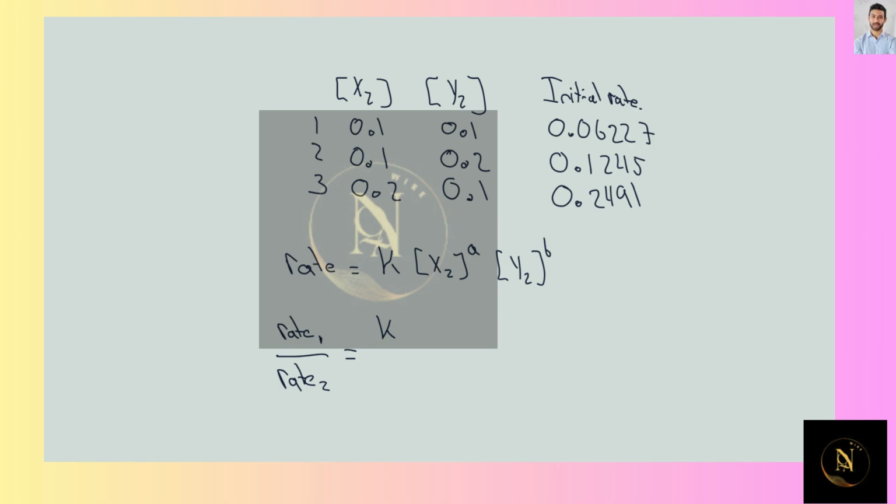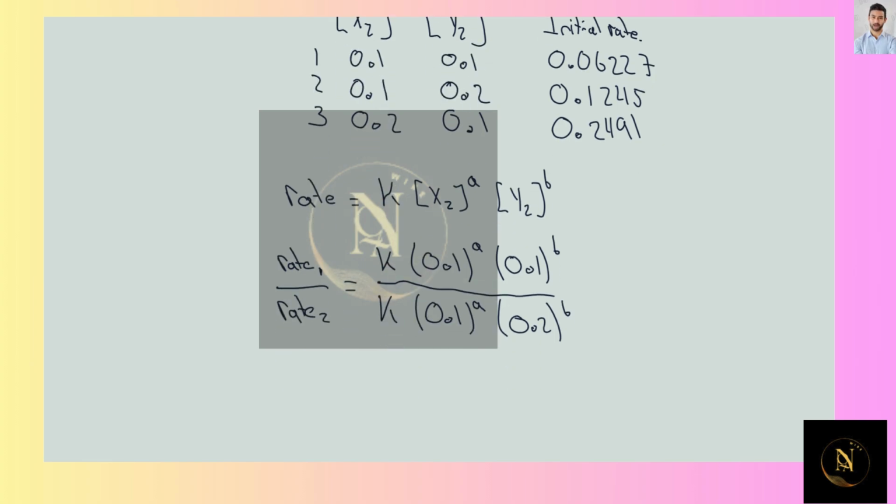For experiment 1, the rate is equal to my rate constant times the concentration of x2, which is 0.1, to the A, times the concentration of y2, which is 0.1, to the B. On the other hand, for experiment 2, the rate is going to be equal to my rate constant times my concentration of x2, which is the same, 0.1 to the A, times the concentration of y2 to the B, 0.2 to the B. And surprise, surprise, what we can find here is that things are going to cancel out properly. K and K and 0.1 to the A and 0.1 to the A cancel out.